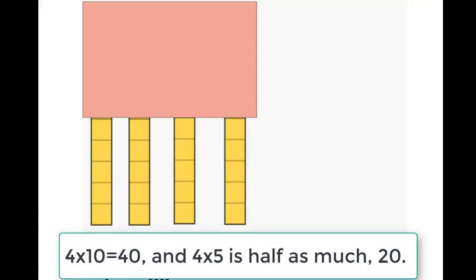Now, what do we notice? 4 times 10 equals 40, and 4 times 5 is half as much, or 20. Now, you don't want to tell students that. You want to keep asking those questions like, what do you notice with your model? What do you see? How can we use 4 times 10 to help us solve 4 times 5? They're the ones that should be seeing the relationship. You're not the one telling them to see that relationship.